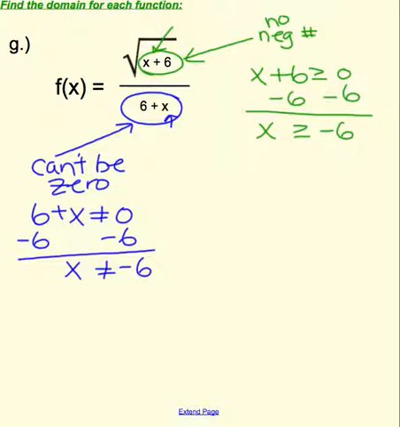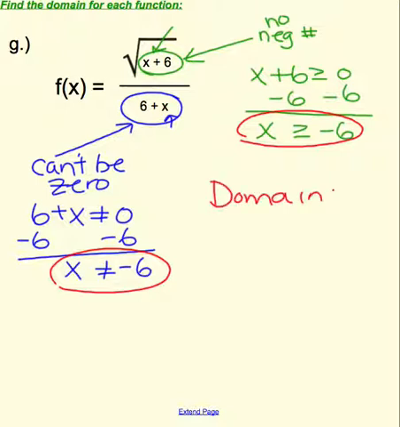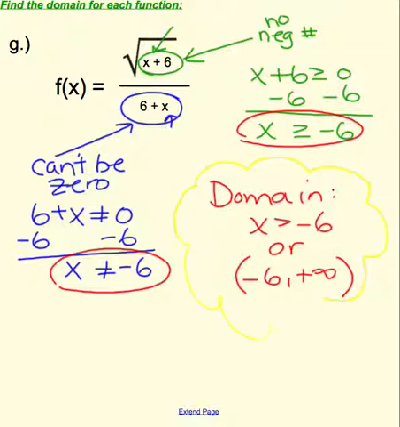So if I take these two pieces, x cannot be negative 6, and this says x can be greater than or equal to negative 6, then my overall domain for this has to be x greater than negative 6, or as interval notation, from negative 6 to infinity. You have to have a parentheses because you cannot include negative 6. Negative 6 does not exist. So this is the overall domain of the entire function, what I have circled here in the yellow.